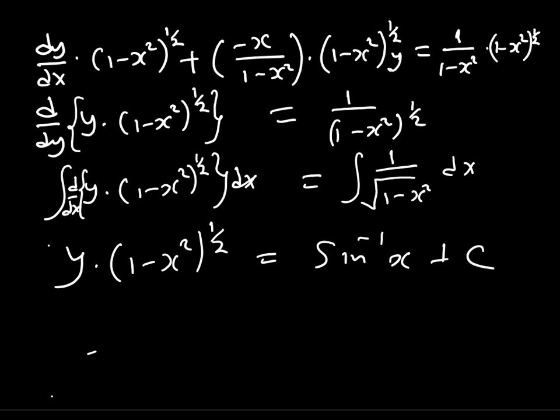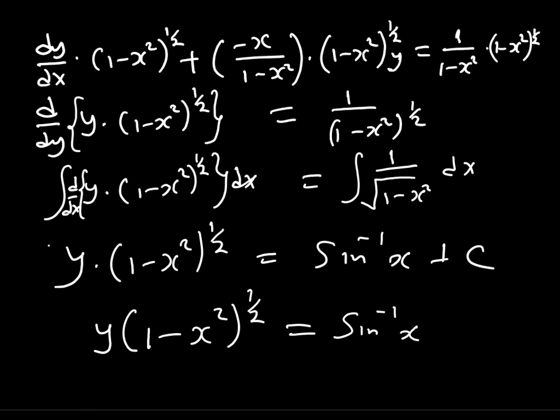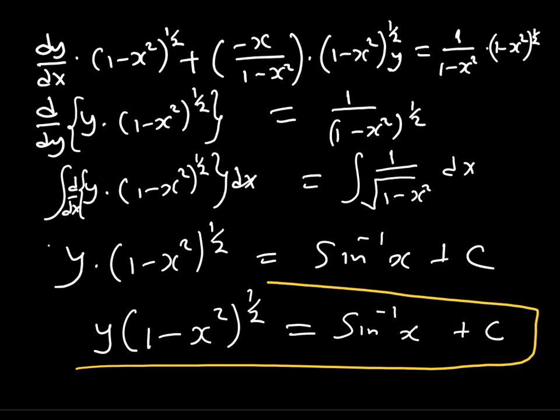Okay, so in the end we have the solution as y into 1 minus x squared to the power half is equal to the sine inverse of x, plus a constant. Ladies and gentlemen, this is our solution to the differential equations. So you can now go and try as many questions as you want.